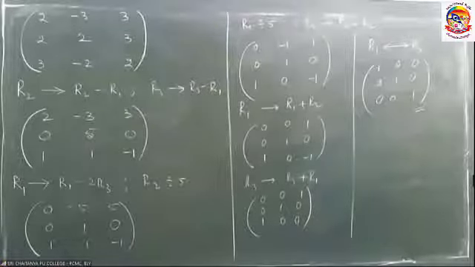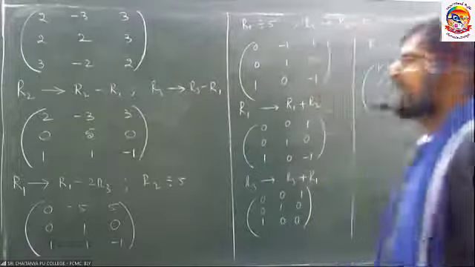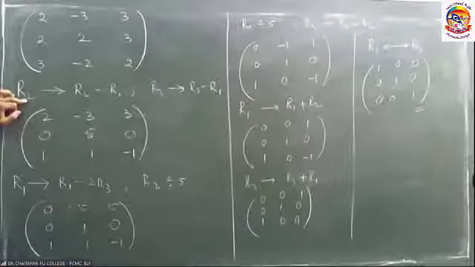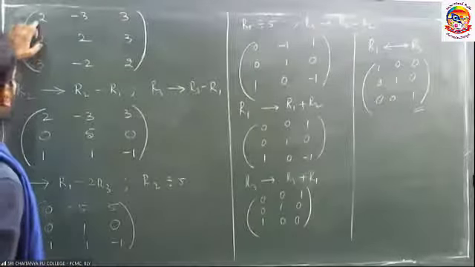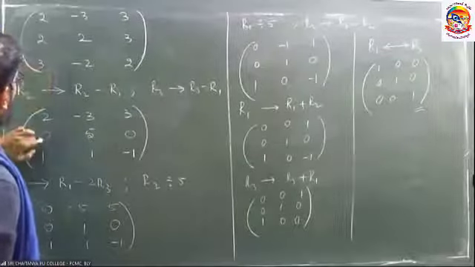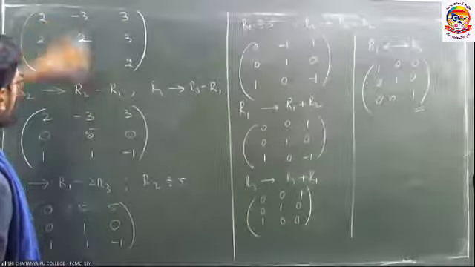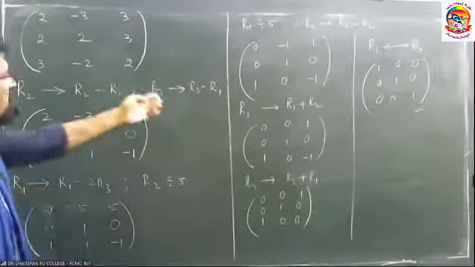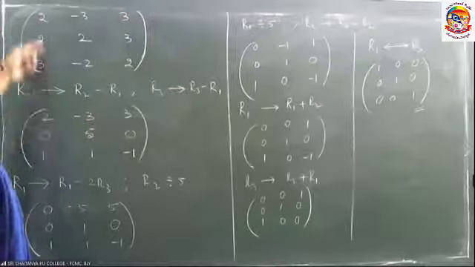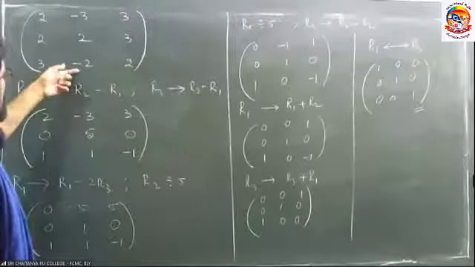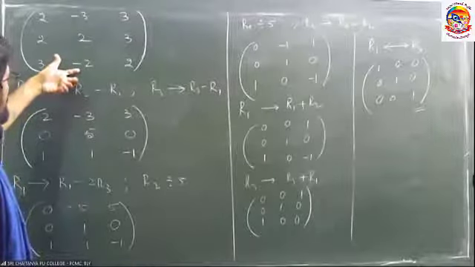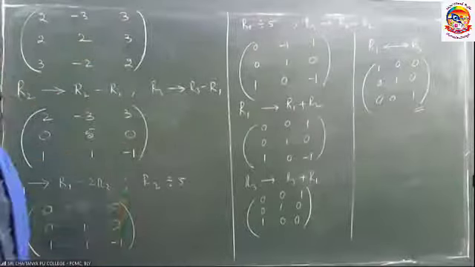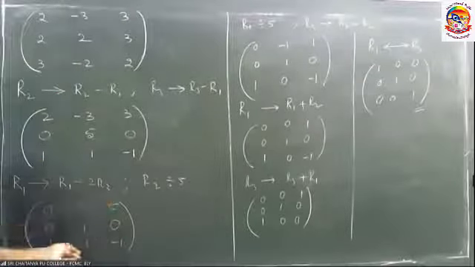Now for this problem, let us find out. I am repeating this one. Observe. R2 changes to R2 minus R1. 2 minus 2, it is 0. 2 minus of minus 3 is 5. And 3 minus 3 is 0. And R3 changes to R3 minus R1. 3 minus 2, it is 1. Minus 2 plus 3, it becomes 1. And 2 minus 3, it is negative 1. Similarly, by using this, you are going to get this one.